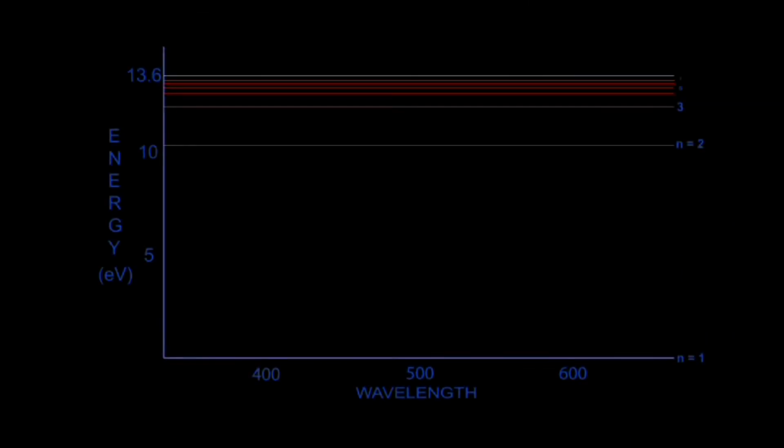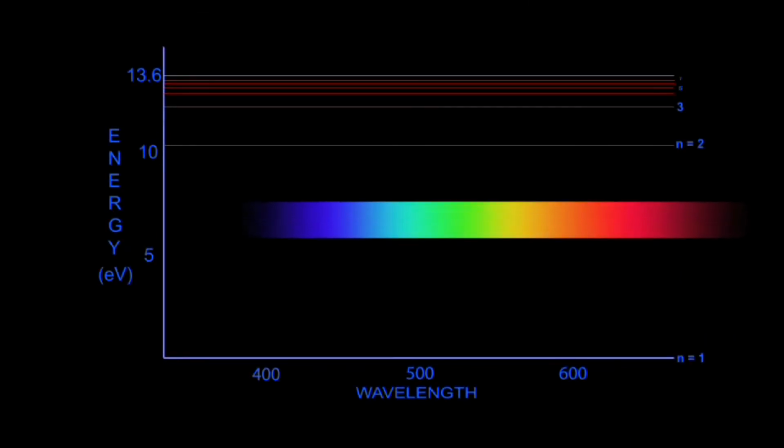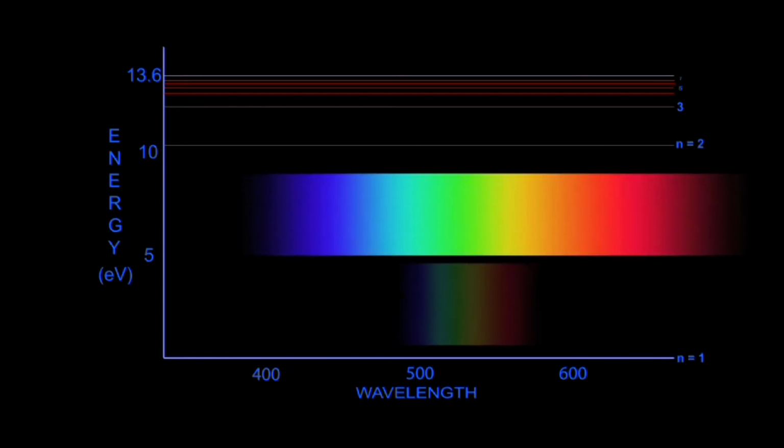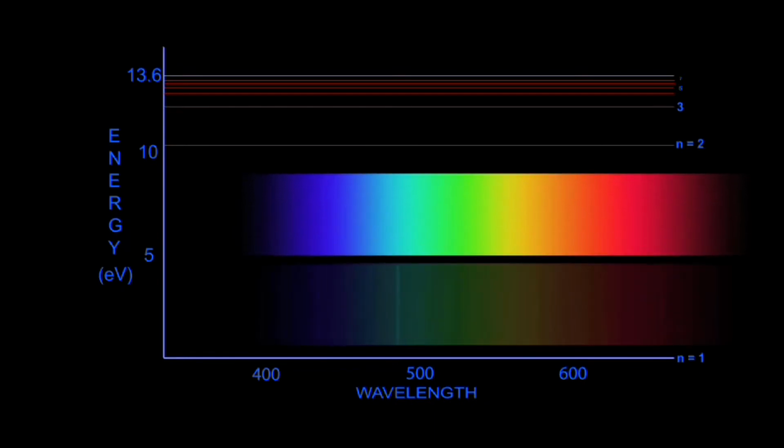Here is a piece of spectra from hydrogen. The primary quantum number n is shown on the right alongside the line representing that energy level. When an electron jumps from the n equals 3 shell to the n equals 2 shell, red light is emitted. When an electron jumps from the n equals 4 shell to the n equals 2 shell, aqua light is emitted. When an electron jumps from the n equals 5 shell to the n equals 2 shell, blue light is emitted.